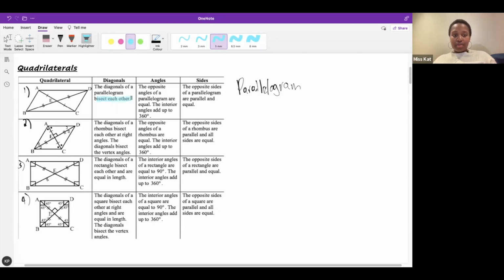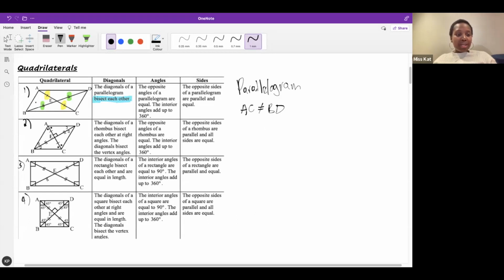What does bisecting mean? When I say the diagonals bisect, yes, cut in half specifically. They cut each other in half. Did it say anything about them being equal? It didn't. So AC in a parallelogram is not equal to BD. They only cut each other in half.